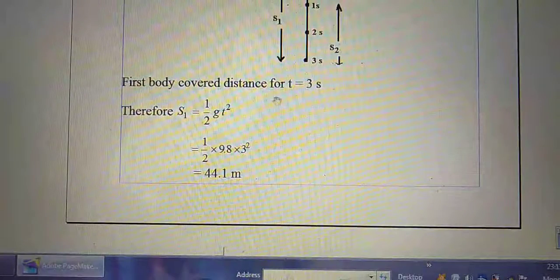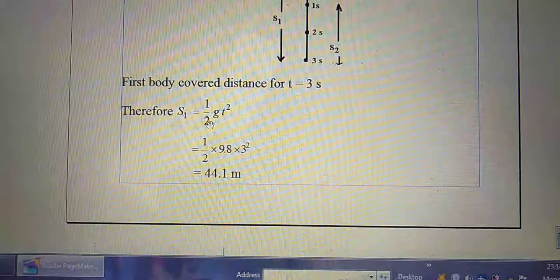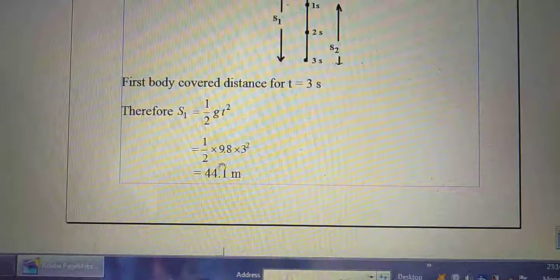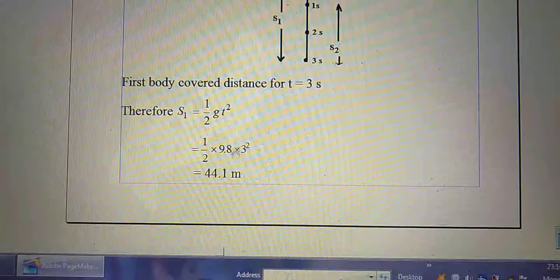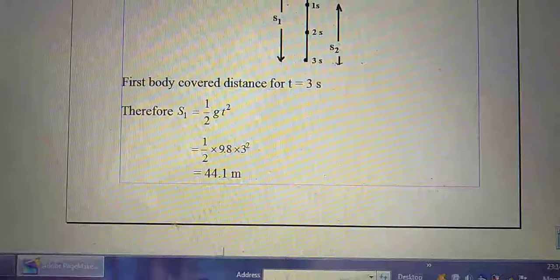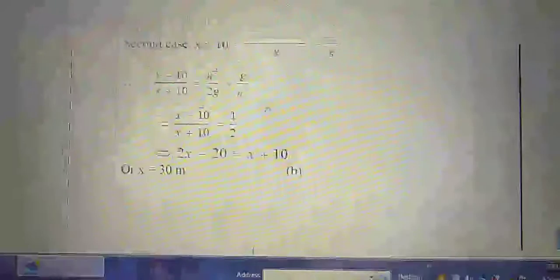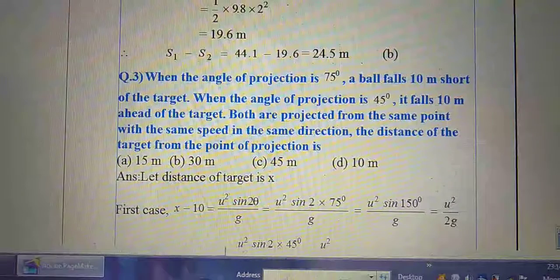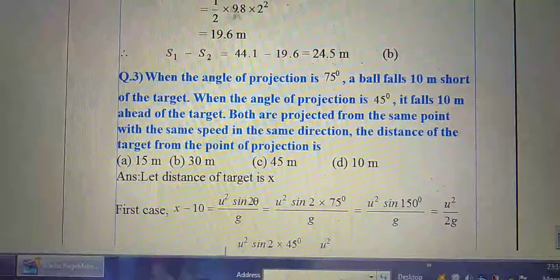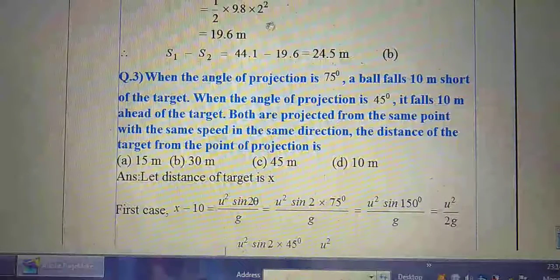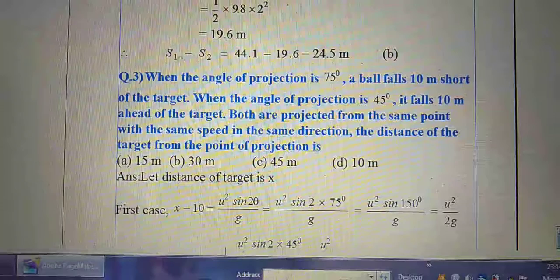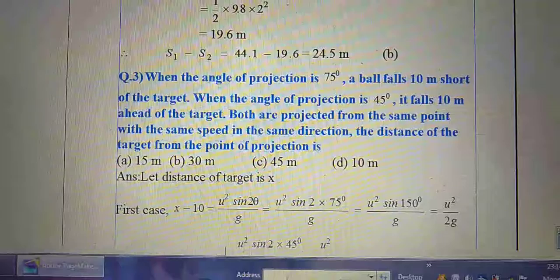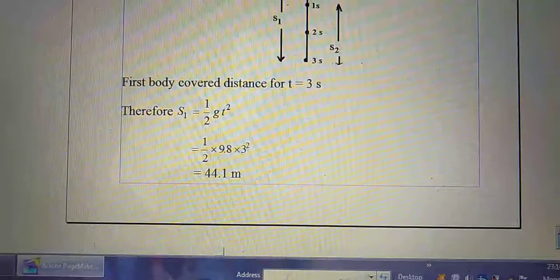For the first body, t equals 3 seconds, so s1 equals half g t square. Initial velocity is 0 since the body is falling freely, so insert the g value times t square, and after calculation we get 44.1 meter. For the second body, it covered distance for 2 seconds, so s2 equals half g t square, g value is inserted, t is 2 square. Then s1 minus s2, how much did you get? That is 24.5. The option is B, 24.5.